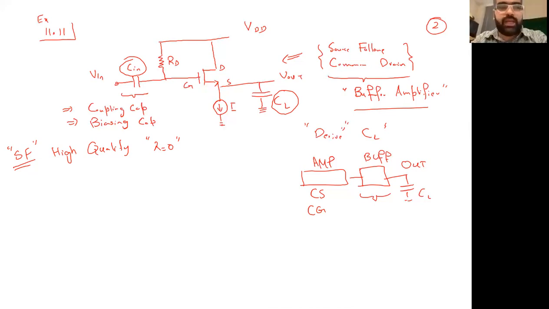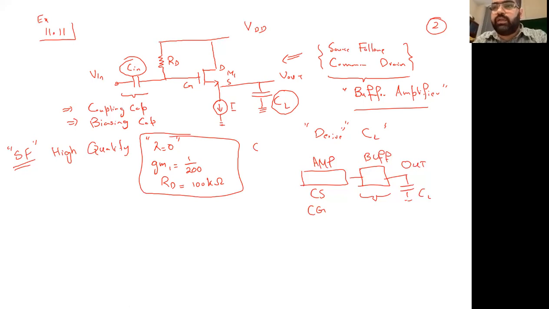GM, which is M1 here, so GM1 is equal to 1 over 200, and RD, which is the load resistance, is provided as 100 kilo ohm. So these are the values which we are going to use in the design, and they want us to find out C in and CL, the maximum values for both of these things.